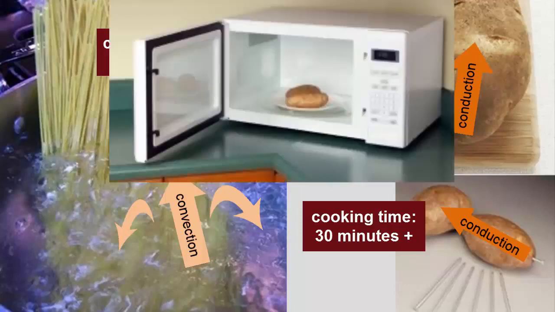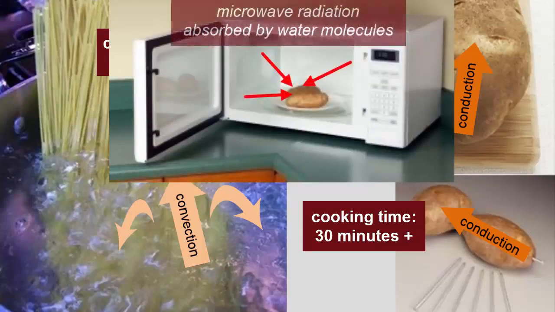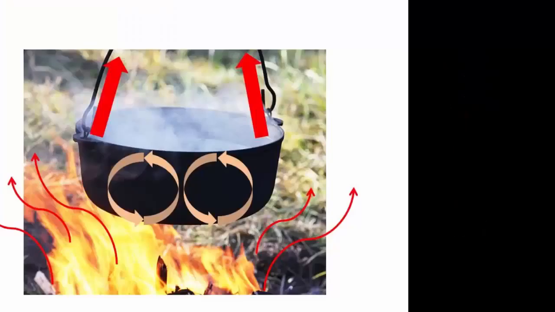A faster way to bake a potato is to use a microwave, which sends out radiation waves that are absorbed by water molecules throughout the potato. Those water molecules get excited and conduct or share their energy with their nearby partners. All of these methods of heat transfer are seen in the world around us.